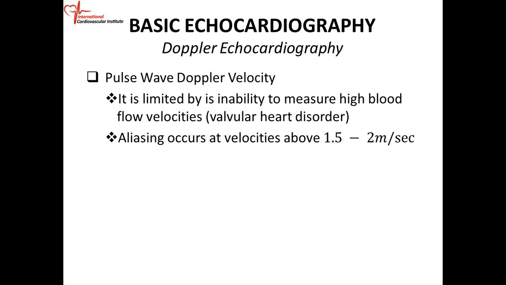So for low velocity flow, we use pulse wave Doppler, usually less than 2 meters per second. If you use pulse wave to measure higher velocities, you get what is called aliasing. Basically, it cuts off anything above 2 meters per second, because that is all it can measure, and puts it below or above the baseline, depending on the type of flow. So if pulse wave Doppler is used with high velocity, it's going to cause aliasing.